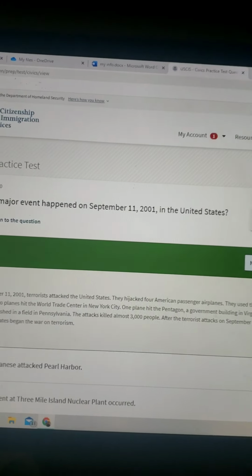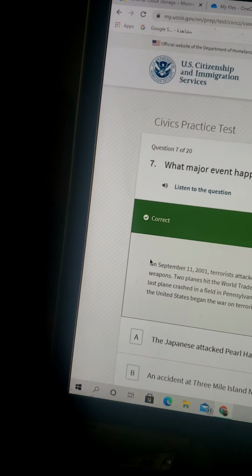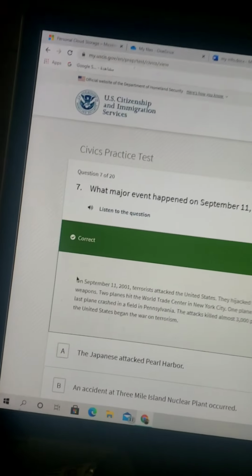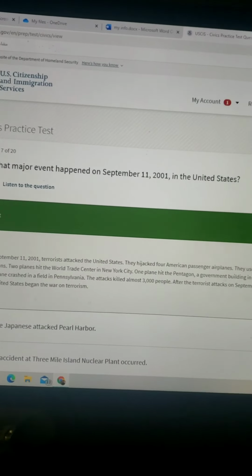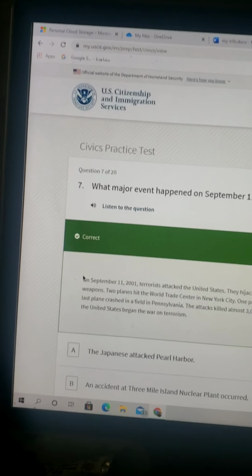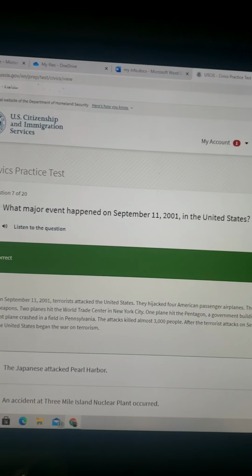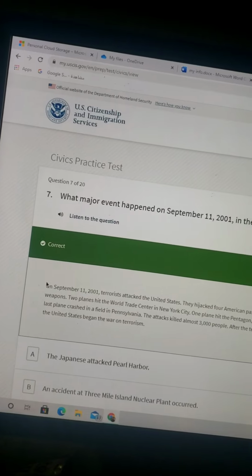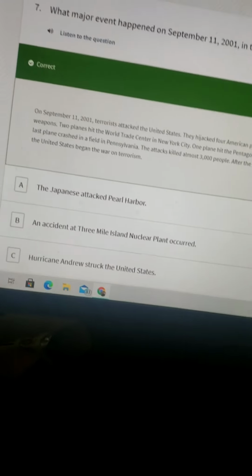They hijacked 4 American passenger airplanes. They used the planes as weapons. 2 planes hit the World Trade Center in New York City. 1 plane hit the Pentagon, a government building in Virginia. The last plane crashed in a field in Pennsylvania. The attacks killed almost 3,000 people. The United States began the war on terrorism. Yup. That's crazy.